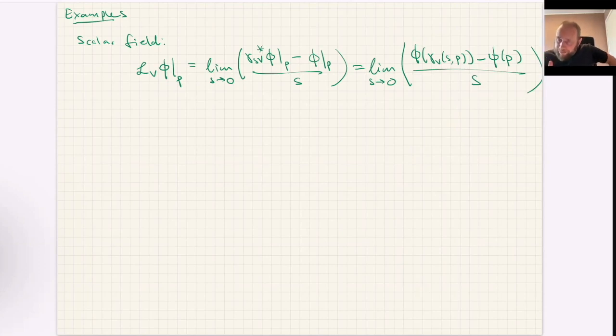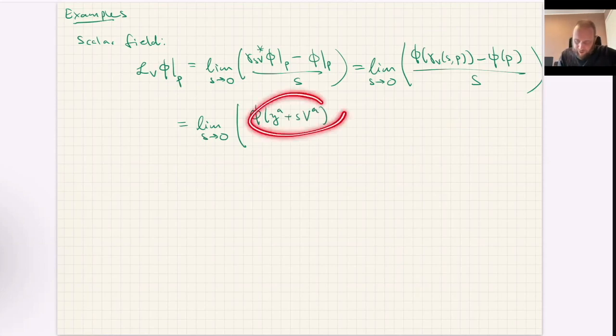So assuming now that s is small, which is going to be in the limit, then we're going to have the limit of s going to 0 of phi, and I now write the coordinates. So the coordinates ya plus s va. So this is by definition of the flow, right?